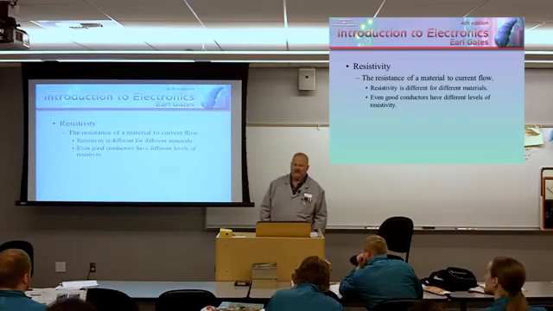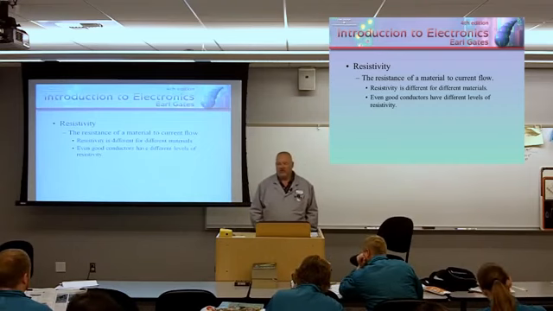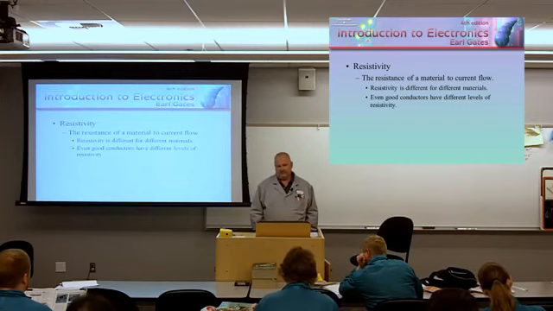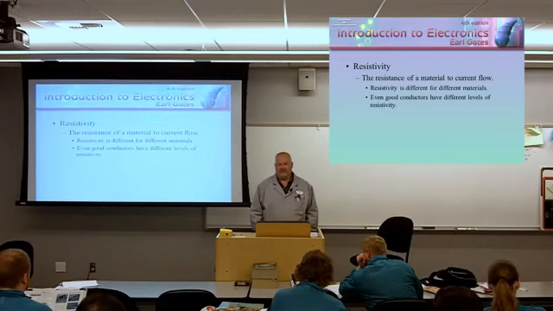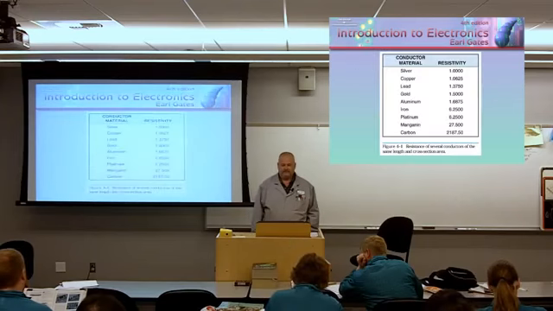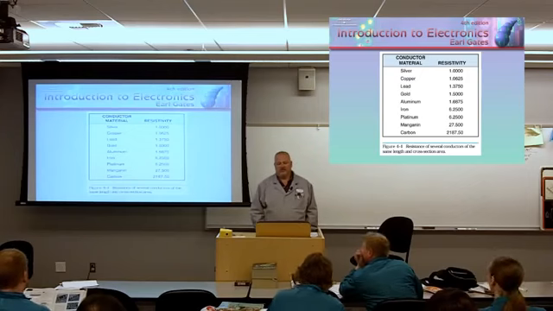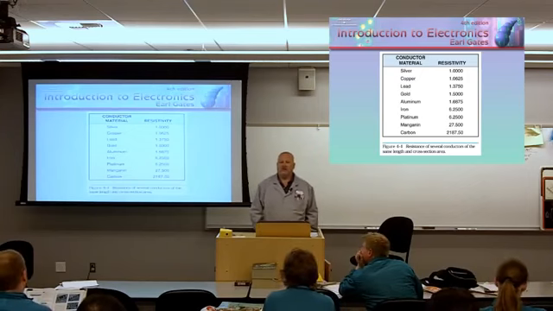Resistivity is the resistance of a material to current flow. Resistivity is going to be different for different materials. Even good conductors have different levels of resistivity. Here is a table that shows us the resistivity, and what we use as a benchmark is the resistivity of silver.